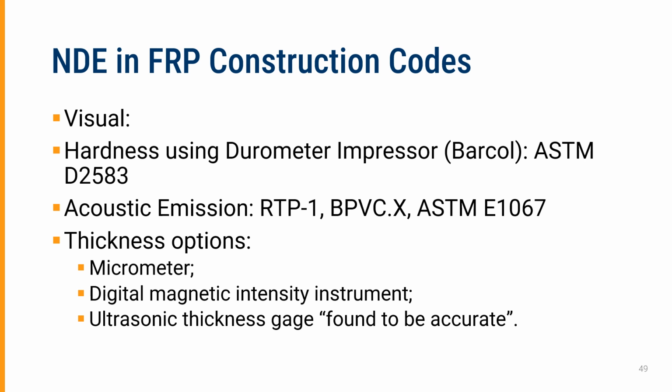There are thickness options. You can use a micrometer, which of course requires two-sided access. A digital magnetic intensity instrument, where if a magnetic material can be placed on one side of the FRP, we can determine how thick it is, the distance away that it is. Or an ultrasonic thickness gauge. And RTP1 has a limitation saying that if it's found to be accurate, Section 10 doesn't get nearly as concerned about that.